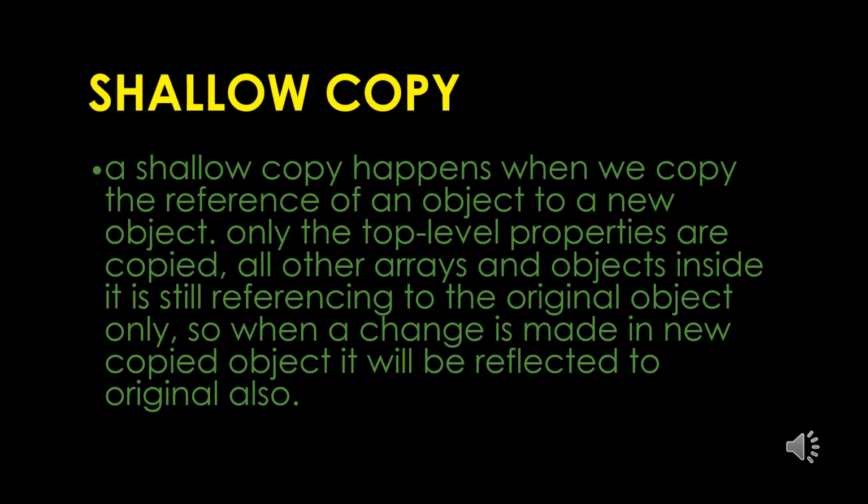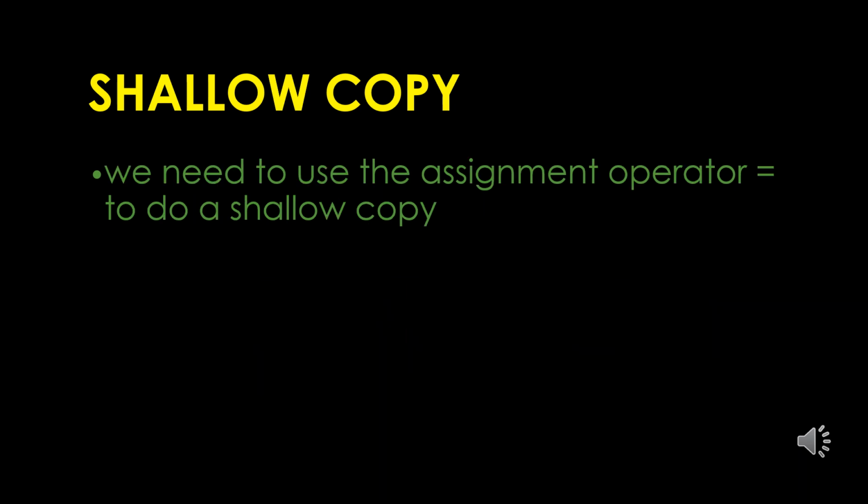Shallow copy happens when we copy the reference of an object to a new object. That is the same case, employee object and new employee object. When we copy the employee object to the new employee object, the top level properties are copied here. All of the arrays and objects inside it are still referencing the original object only. So when we change something in the new copied object, it will be reflected in the original also. So how do we create a shallow copy? Just use the equal operator, that is enough.